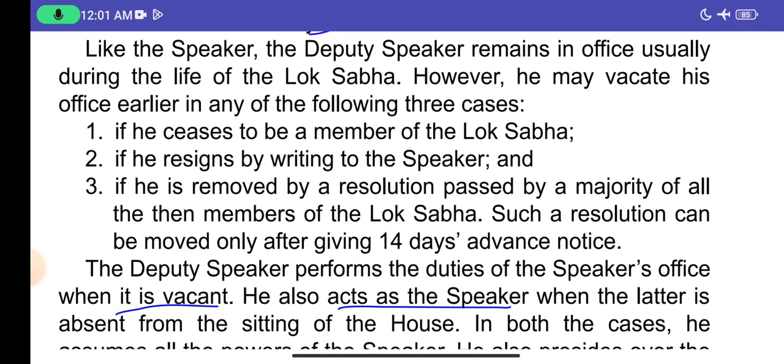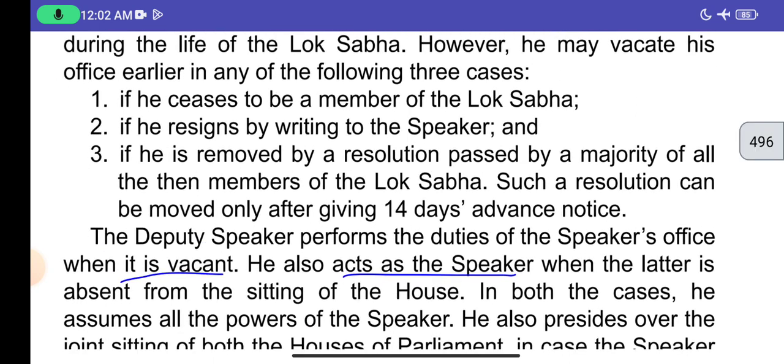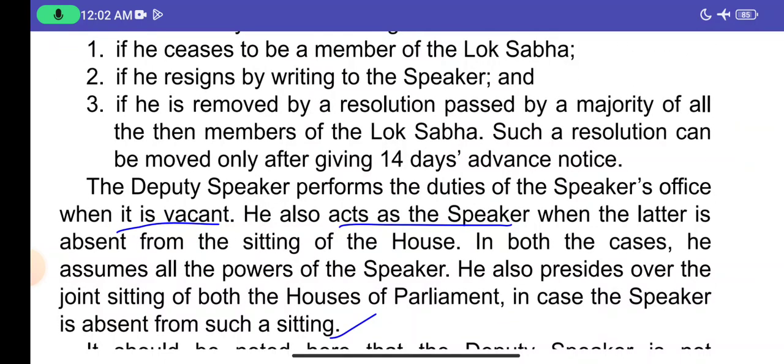Like the Speaker, the Deputy Speaker remains in office usually during the life of the Lok Sabha. However, he may vacate his office earlier in any of the following three cases: if he ceases to be a member of the Lok Sabha, if he resigns by writing to the Speaker, and if he is removed by a resolution passed by a majority of all the then members of the Lok Sabha. Such a resolution can be moved only after giving 14 days advance notice.